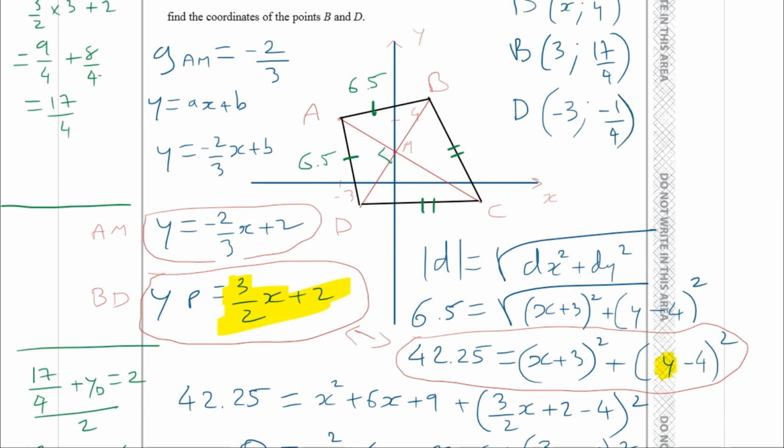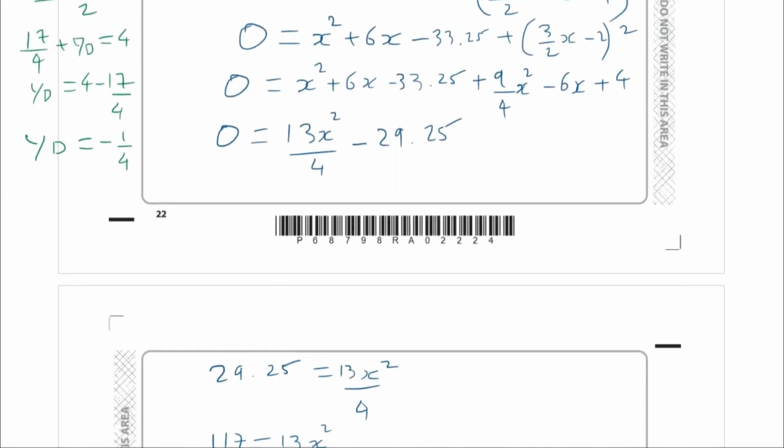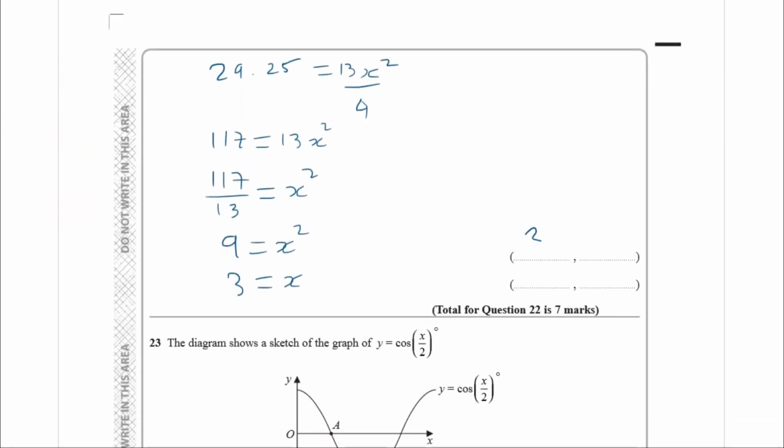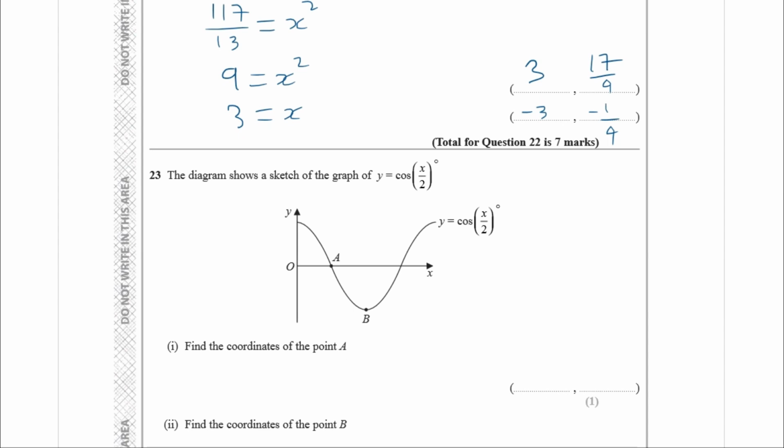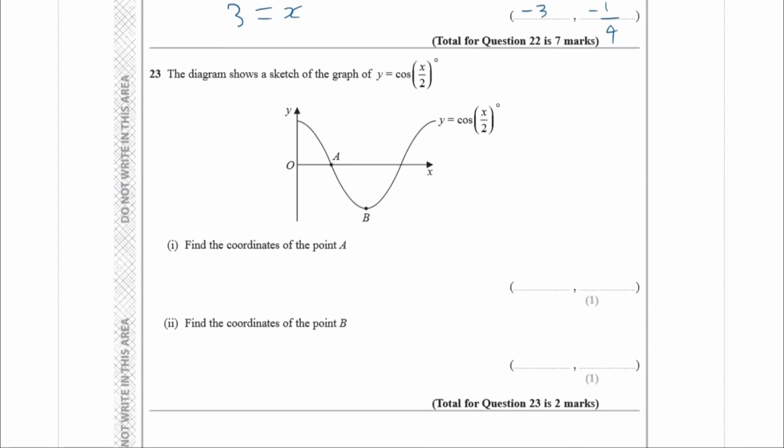So huge question here. So 3, 17 over 4. Let's write these down. So 3, 17 over 4, and then negative 3, and then negative 1 over 4. Now, if you've managed to do a question like this, you can definitely pat yourself on the back because this is how you get a 9. There's no question about it.